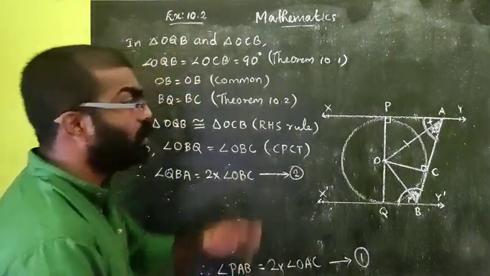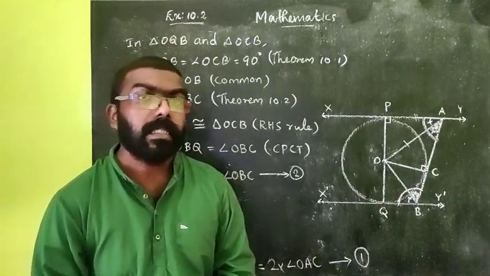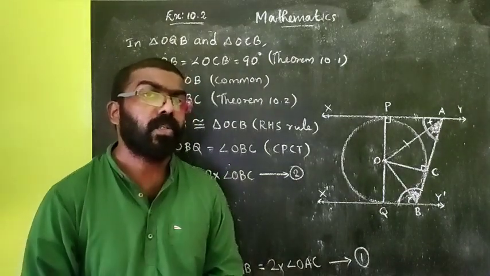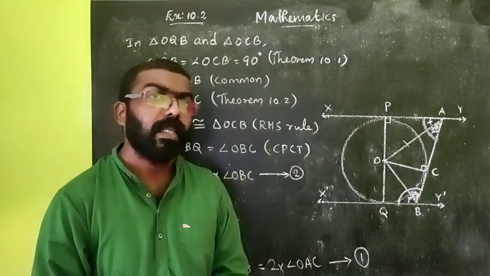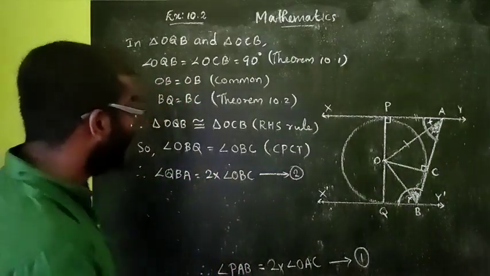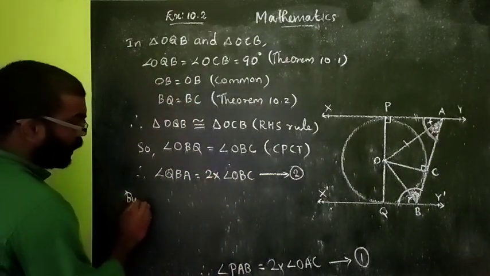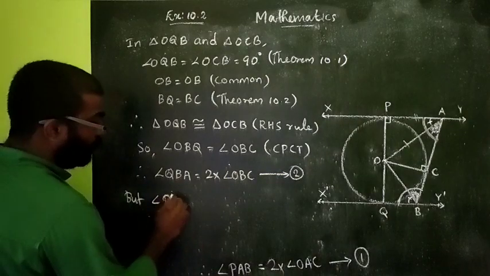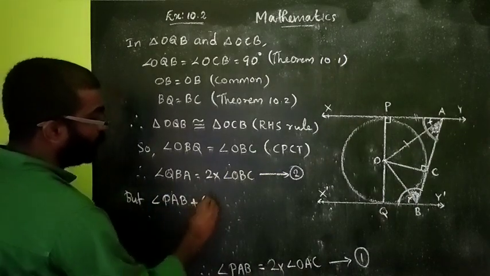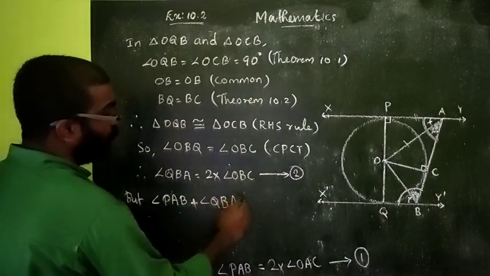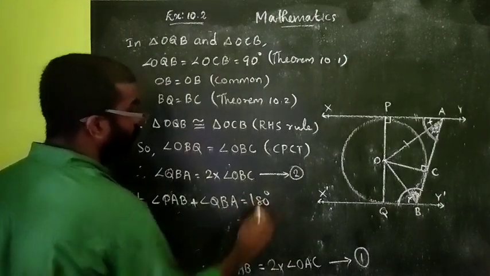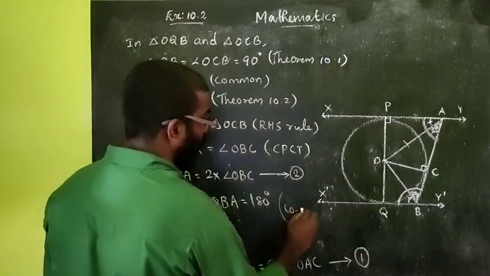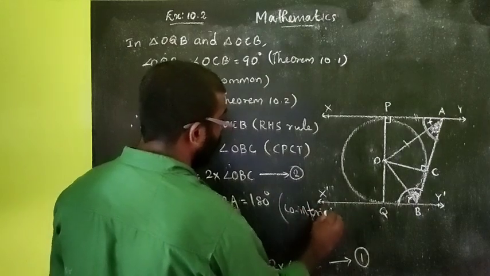So what about these two angles? These two angles are supplementary. Interior angles on the same side of the transversal are supplementary. So using that theorem, here we can write angle PAB plus angle QBA gives 180 degrees, co-interior angles or consecutive interior angles.